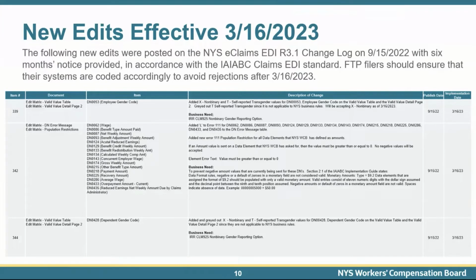For item 342, this is a population restriction where we will no longer accept negative dollar values. So in other words, you would need to report a dollar amount of $0 or above in order for it to be accepted. For change log item 344, we do not take the dependent gender code in New York State, so the tables were reflected accordingly.